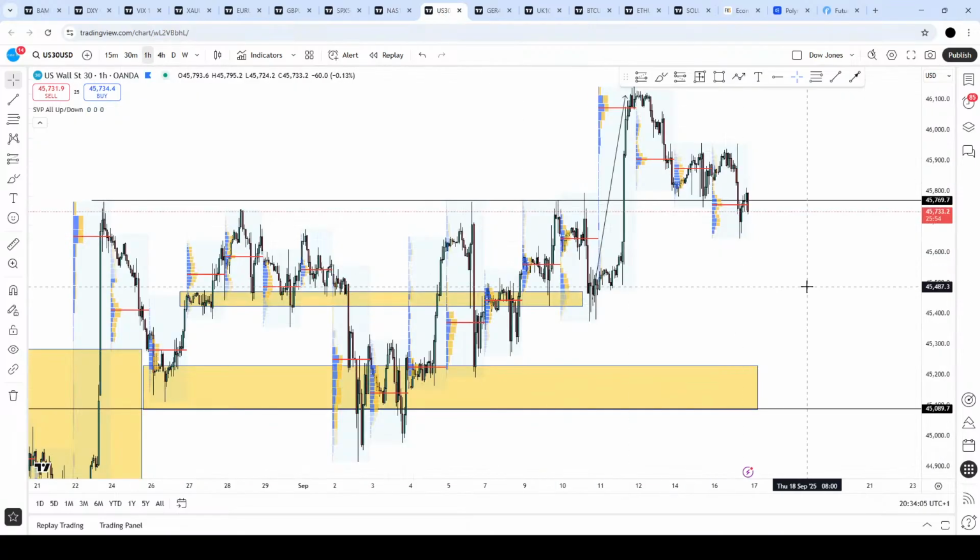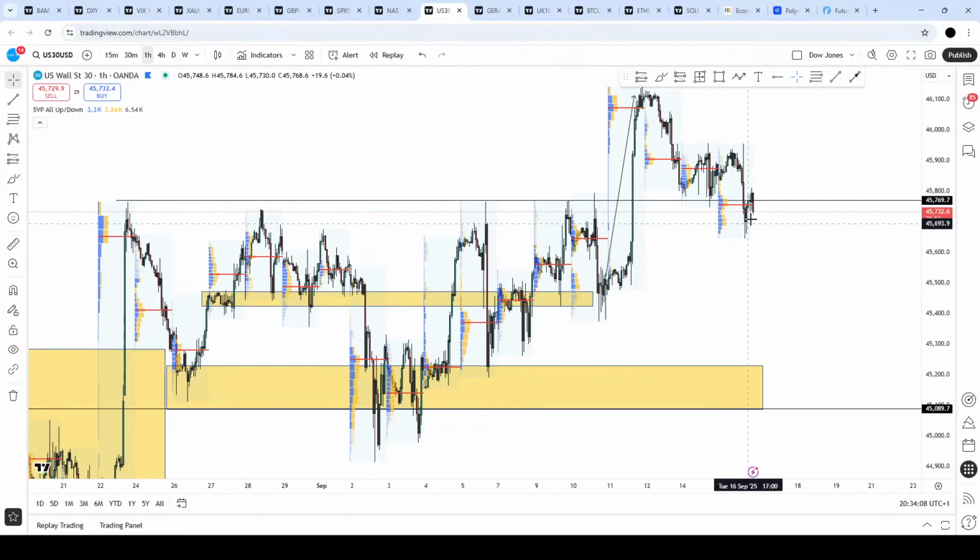All right. The Dow is very similar. It's already kind of breaking down. As I said, I really would not be surprised if we saw the Dow tomorrow at 45.4, 45.5, or even maybe 45.2 if negativity set in.